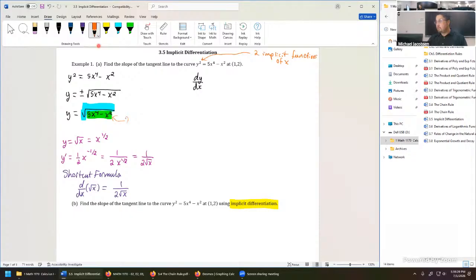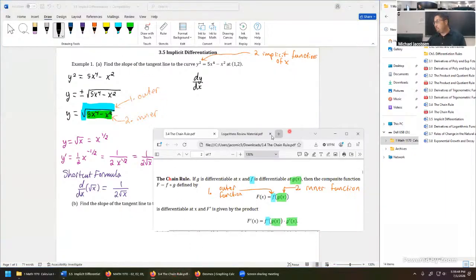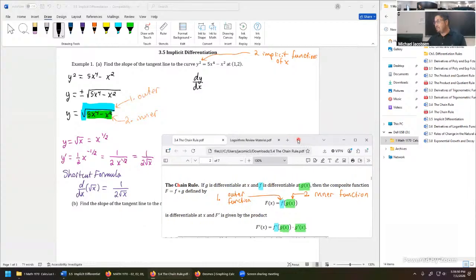There is the inner function, 5x power 4 minus x squared, and then there's the outer function, which is the square root function itself, highlighting the square root symbol to indicate that portion. So now at this stage, we're reviewing the chain rule. Let's pull it up for some guidance.